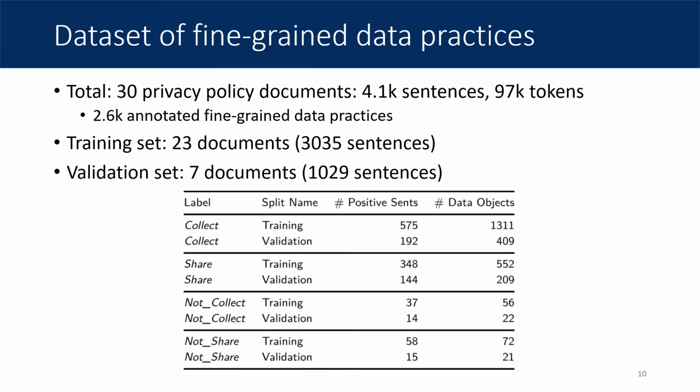The resulting dataset of fine-grained data practices contains 30 privacy policy documents, which comprise 4.1 thousand sentences and 97,000 tokens. We annotated 2.6 thousand fine-grained data practices, while the inter-annotator agreement achieves more than 98% F1 score. The statistics of the dataset are shown in the table below. The collect and share labels have the largest number of instances, while the not collect and not share labels have the least number of instances.